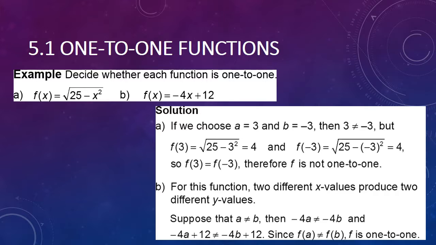Now part B, it's a little harder. You could kind of do it the same way. You could try the same number with opposite signs. You'll see that you get two different answers. What they did was they said, all right, well, let's just use a and b. If a is not b, then negative 4 times a is not equal to negative 4 times b. So negative 4a plus 12 is not equal to negative 4b plus 12. So kind of doing a little bit of a proof with that. But the end of that is that for B, it is a one-to-one function.